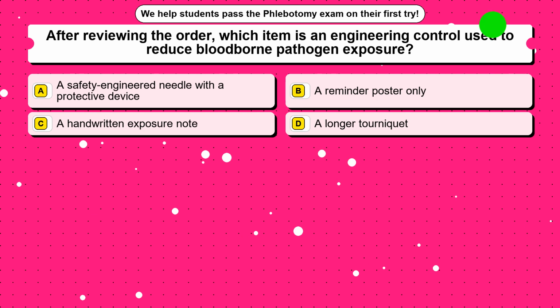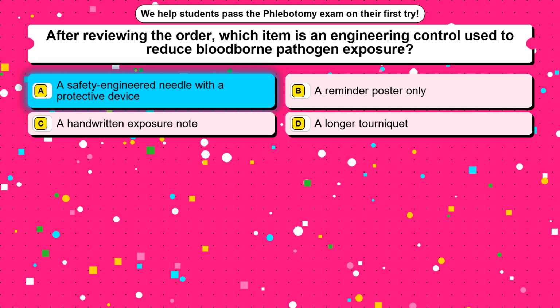Question 21. After reviewing the order, which item is an engineering control used to reduce blood-borne pathogen exposure? Option A. A safety engineered needle with a protective device. Option B. A reminder poster only. Option C. A handwritten exposure note. Option D. A longer tourniquet.